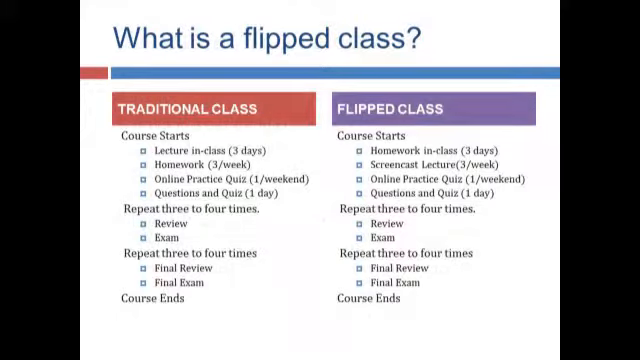On the left, this is a Calc 1 class, and this is my traditional class. We meet 4 times a week. I lecture 3 of those a week. They have 3 homework assignments based on those lectures, and then we have a question quiz day usually. And we repeat 3 to 4 times, review, exam, repeat 3 to 4 times, review, final exam, end of semester. My idea was to keep this as close to this as possible. I didn't want to change it, just flip it.